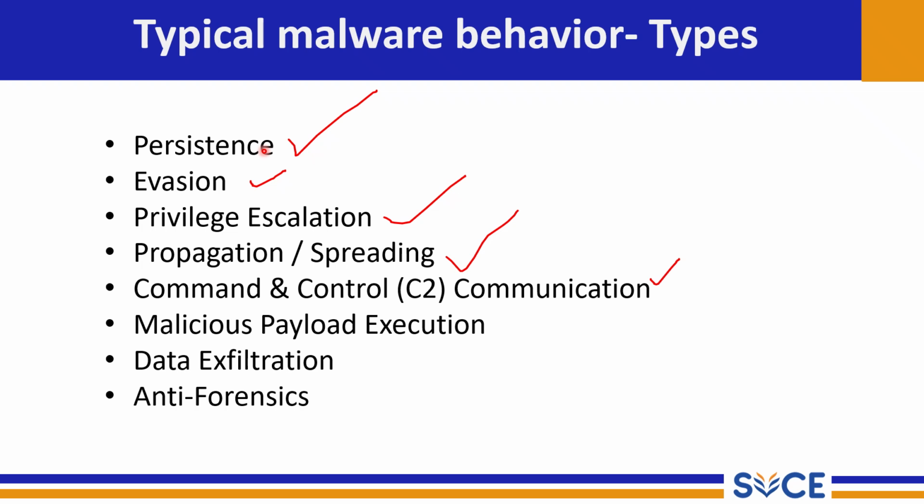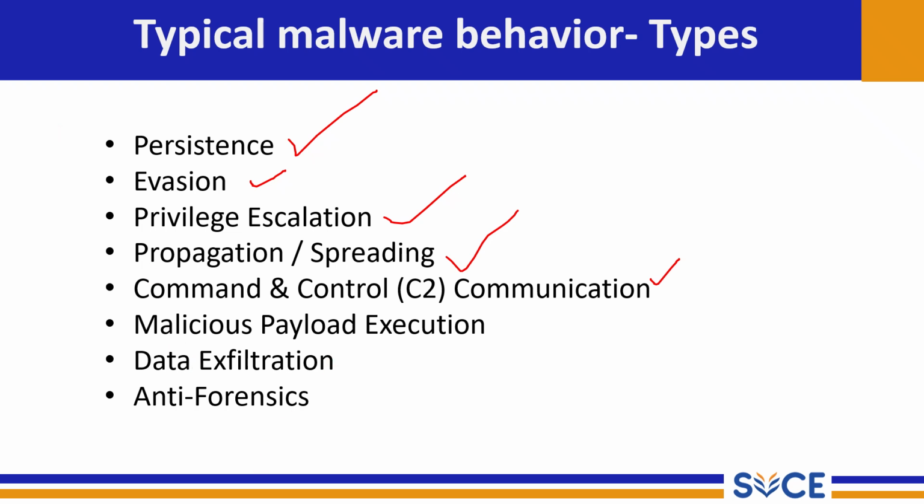Okay, and next one, anti-debugging and anti-virtualization. Malware can detect if it is being run in a debugging environment or a virtual machine and alter its behavior to avoid analysis. And next one is process injection. Malware can inject its code into legitimate processes to hide its activity and evade detection. And next one is hooking. Malware can hook system calls or other functions to intercept and modify their behavior. This can be used to hide malicious activity or steal data.